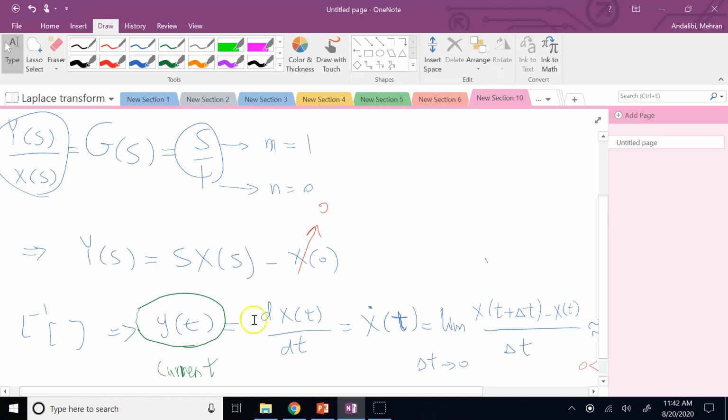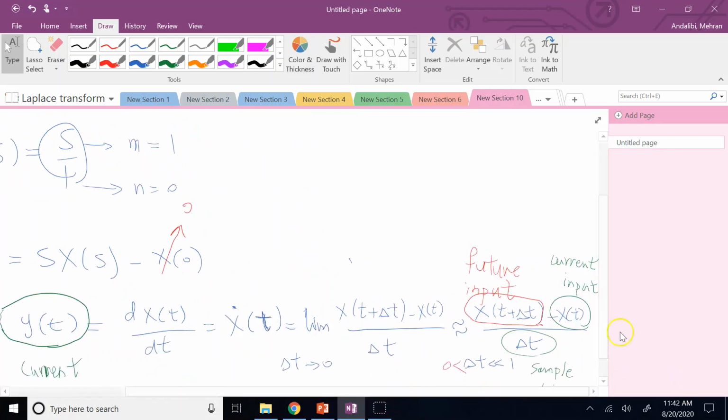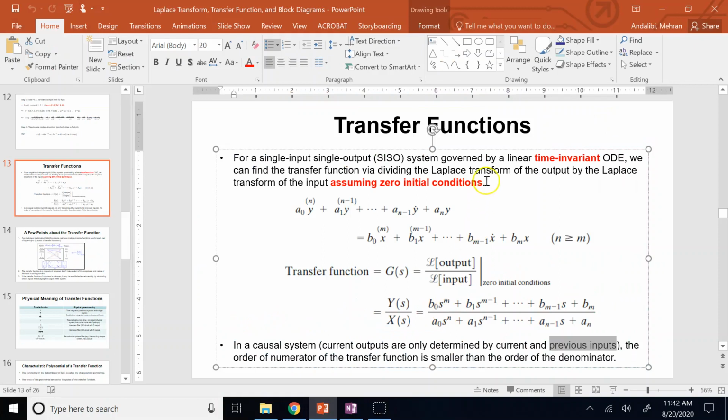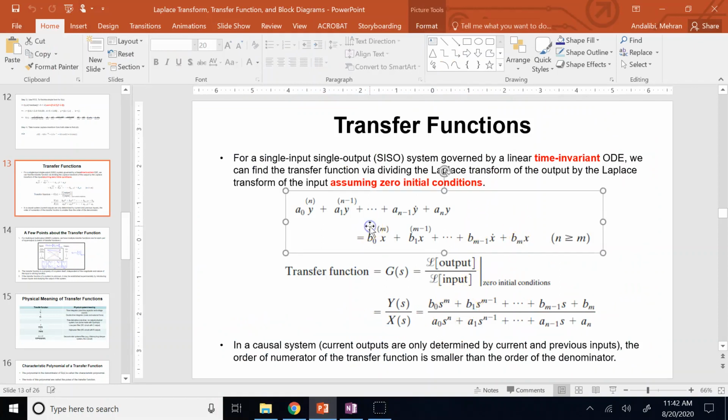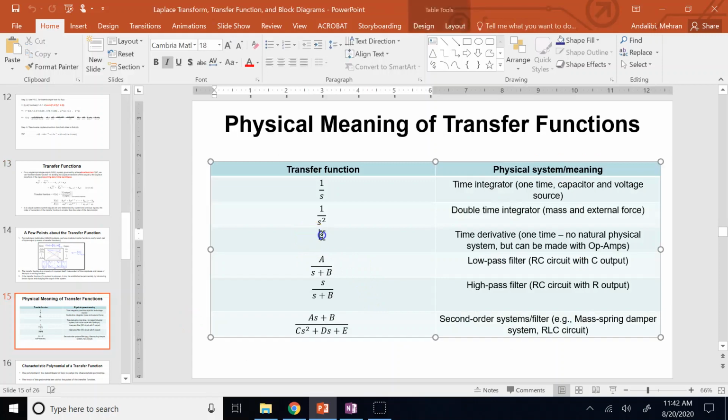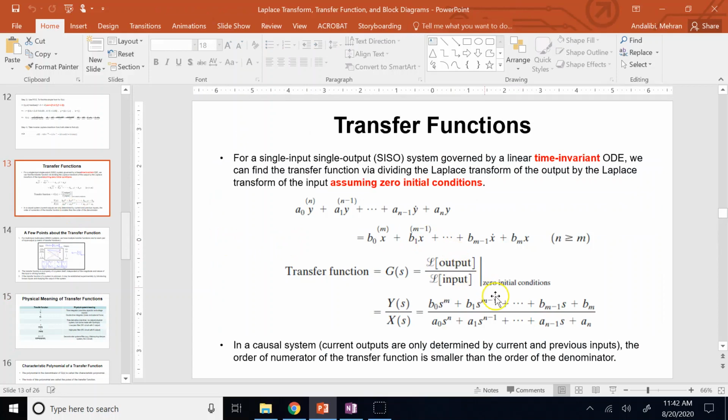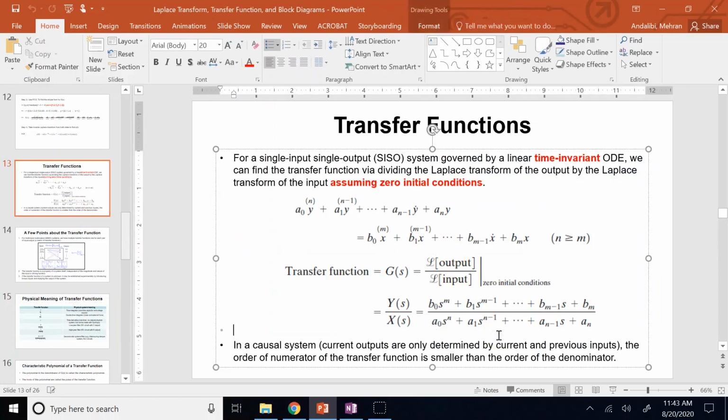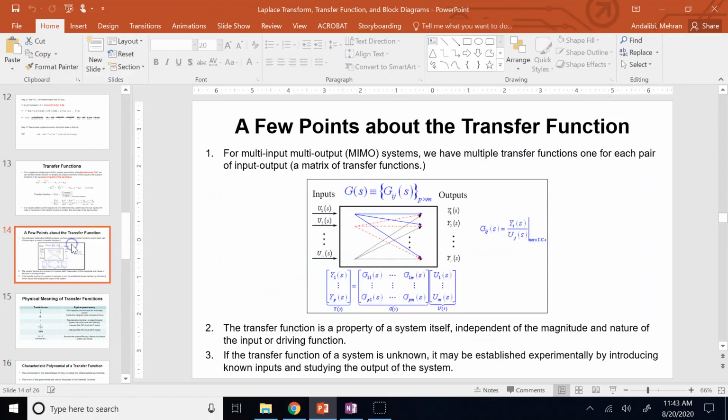The problem will be that your current output will depend on future input, and that's not going to happen in a real physical system, in a causal system. So in this course, we always assume that our transfer function belongs to physical systems, because you can always mention something like this. But for physical systems, the order of the numerator is less than or equal to the denominator.